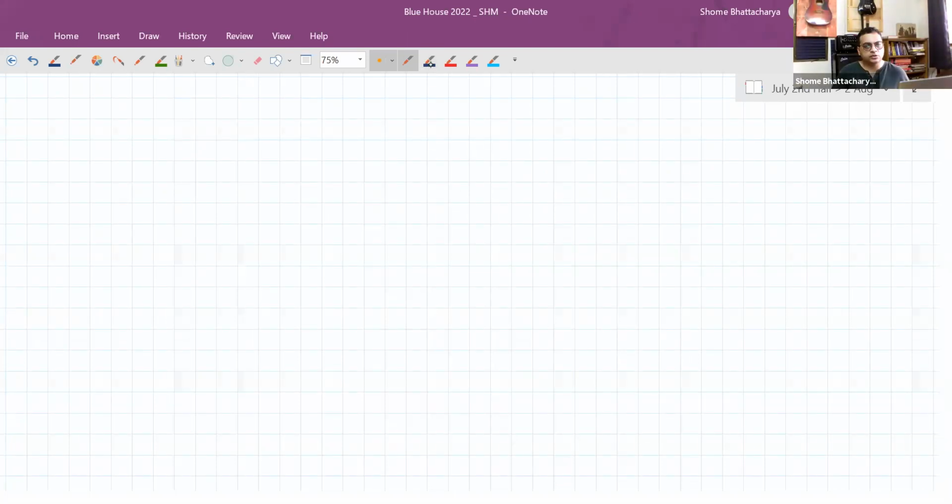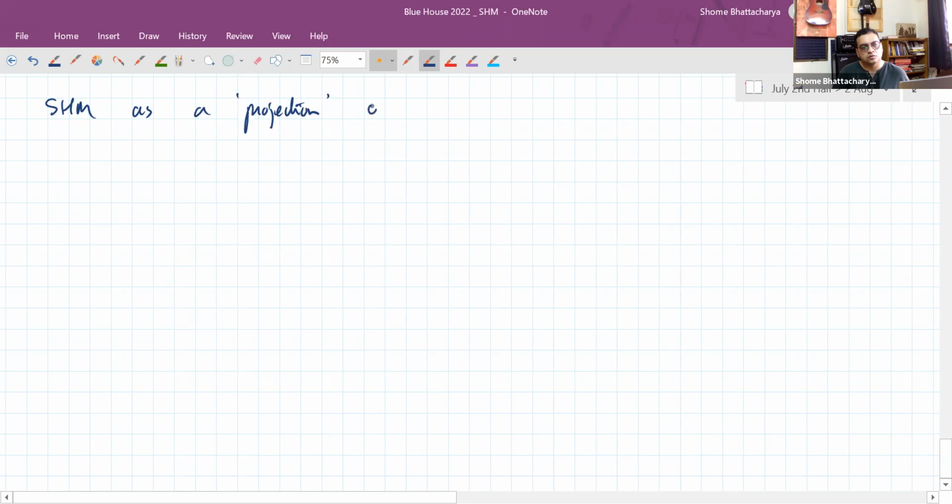Yeah, so one more way to easily understand the kinematics of SHM is to visualize simple harmonic motion as a projection of a uniform circular motion. So this is a very interesting way to understand SHM.